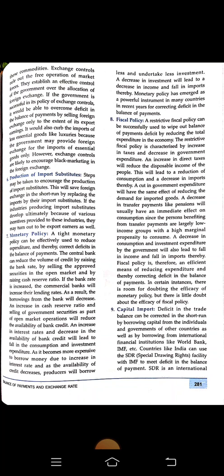Then we have capital imports. The deficit of the trade balance can be corrected in the short run by borrowing capital from individuals and governments of other countries, as well as by borrowing from international financial institutions like the World Bank, IMF, etc. Countries like India can use the SDR, that is special drawing rights. It's a facility with the IMF to meet the deficit of the balance of payment.